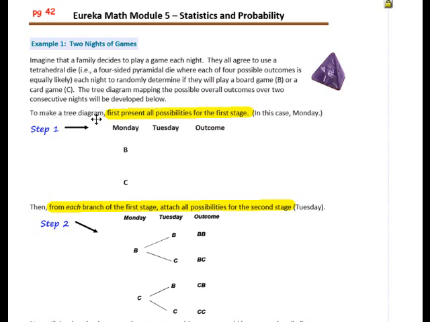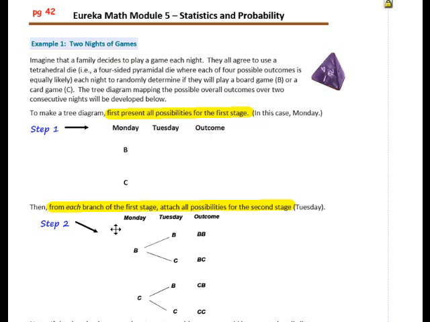To make a tree diagram, first present all possibilities for the first stage, which in this case is Monday. When you're making a tree diagram, the first step is to create what the first stage is. The first stage in this case will be Monday. The second stage in this case will be Tuesday. And then the third column will be the outcomes for the games. So the first stage, Monday, the dice could land and they play a board game, or the dice could land and they play a card game. So the outcomes for Monday are either board game or card game.